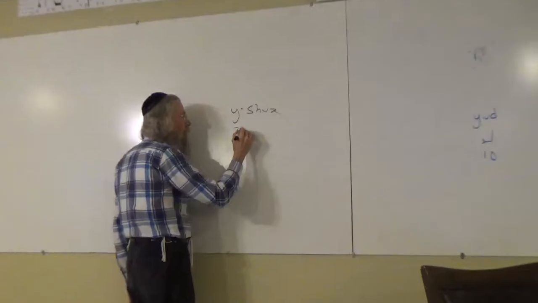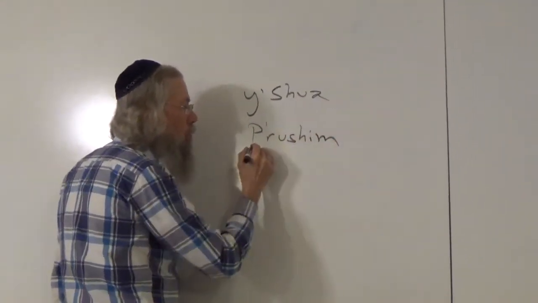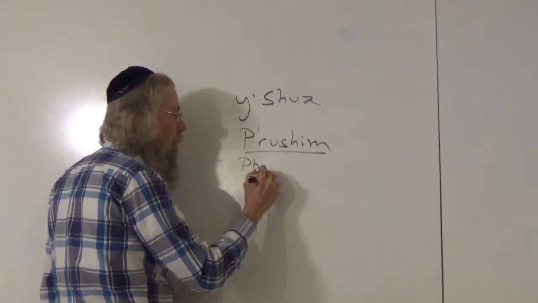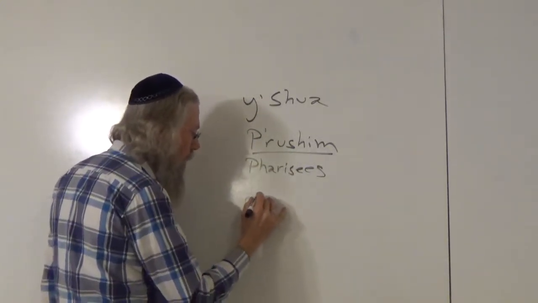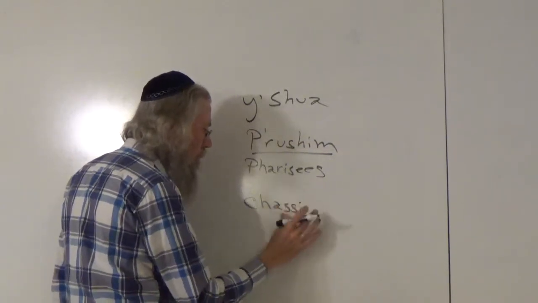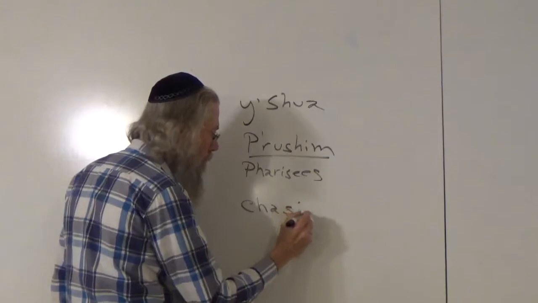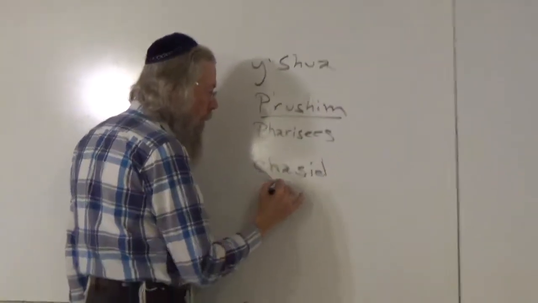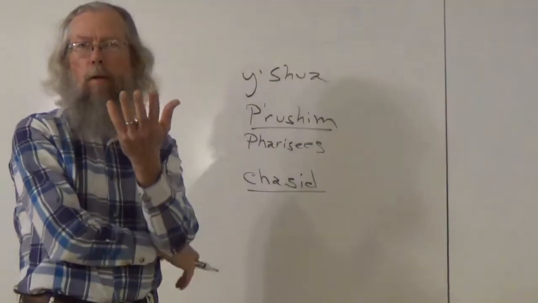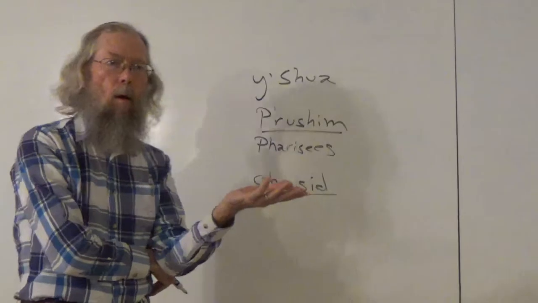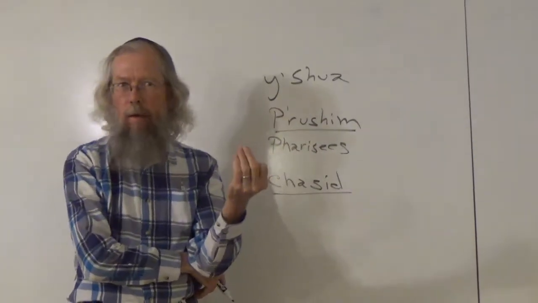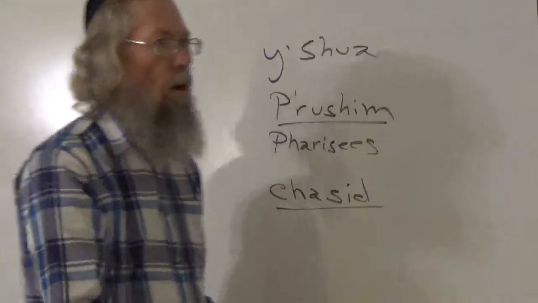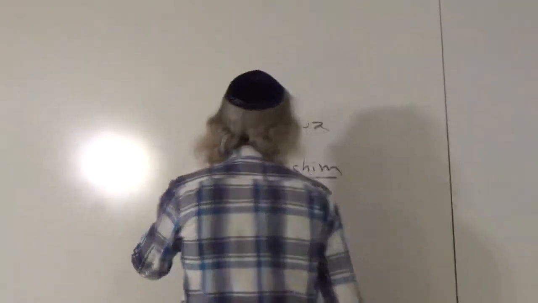The first being of the Prushim. Prushim is the Hebrew way of saying Pharisees. And you will see him mentioned as a Hasid, because he demonstrates many character traits of today's Hasidim. Much of what he taught, we would say today, is very Hasidic, about loving and forgiving and kindness and all of these kinds of things. So it's very Hasidic.